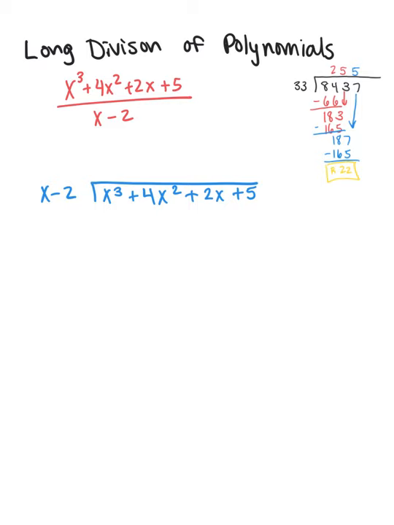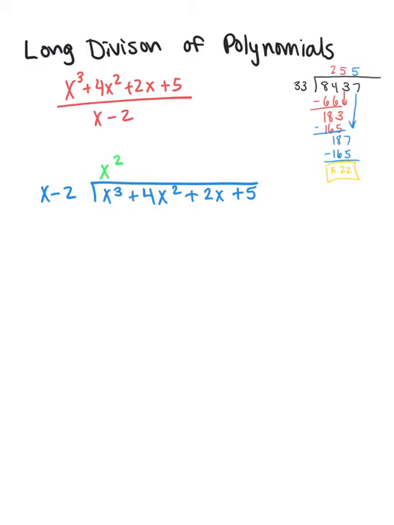We're going to operate this the exact same way we did the long division. With the long division, we said, okay, how many times does 33 go into 84? What we're really asking ourselves is, what do I have to multiply 33 by to get as close as I can to 84? We're going to ask that same question. What do I multiply to x to get x cubed? Well, x times x squared is x cubed.